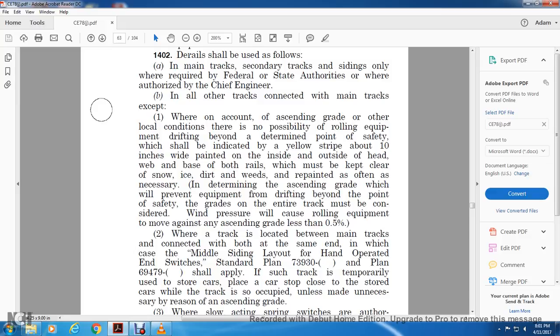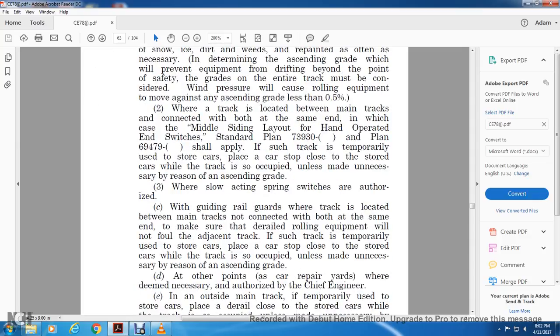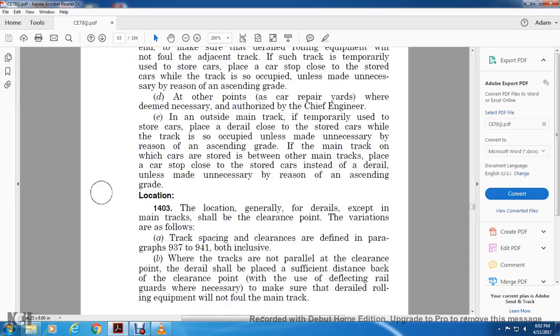Plan 6479 shall apply. Within such tracks temporarily used to store cars, place car stops to be next to the stored cars while the track is so equipped, unless made unnecessary by reason of ascending grade, where slow action spring switches are authorized. While guiding railroad gauges, where the track is located between main tracks connected with both at the same end, make sure the derailed rolling equipment will not follow the adjacent track. If the track is temporarily used to store cars, place a car stop next to the stored cars where the track is occupied, unless made unnecessary by reason of ascending grade.